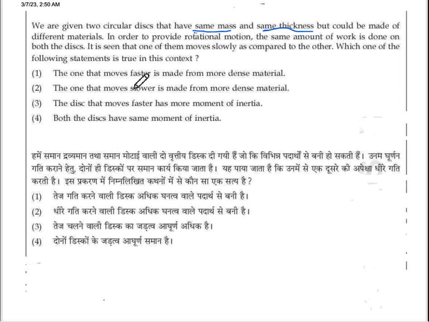So for giving rotational motion, we have to do work, and the work done in both the cases is the same. It is seen that one moves slowly as compared to the other. We have to find which options are correct. Let us check. As the work done is the same, according to the work energy principle, their kinetic energies, K1 for the first disc and K2 for the second disc, are both the same.